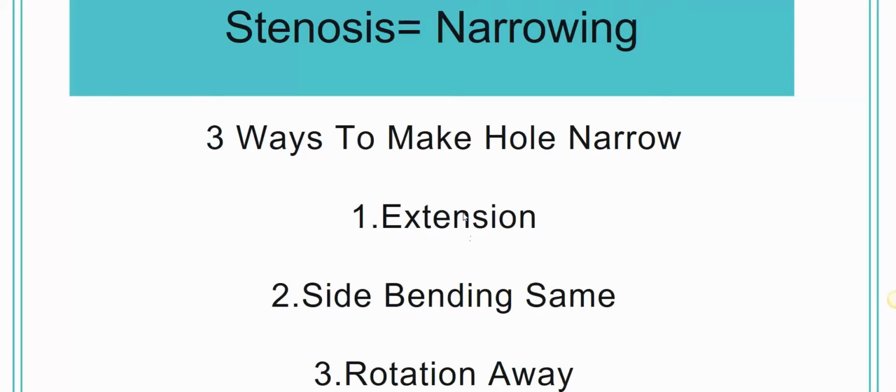I can extend backwards, or backwards bending. I can bend to the same side. So if my left low back hurts, I can bend to the left, and that makes the nerve hole smaller. And I can rotate away. So if my left side is the one we're focusing on, I can make the hole smaller by rotating to the right. So it's important to understand that stenosis does not mean that you can't do anything about it. There are three ways to make it worse, which we just talked about, and there are three ways to make the hole bigger, which is bending forward, bending away, and rotating to the same side.